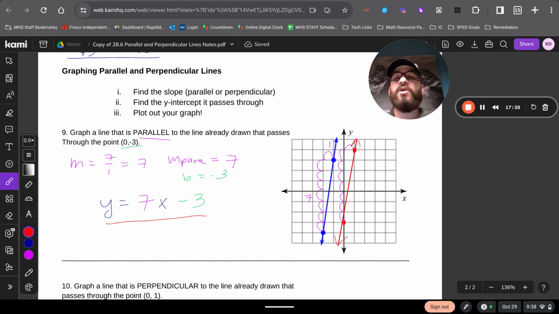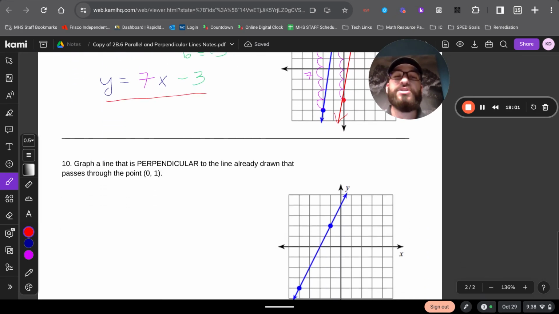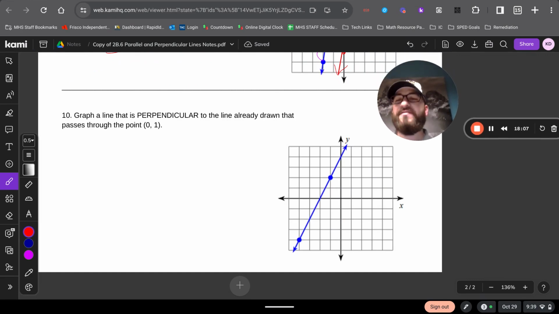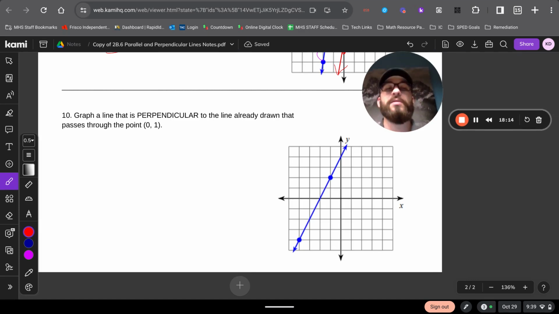Okay, then once we have our equation written, we can use our graphing skills to actually plot it onto a graph. So we're combining our graphing linear equations notes, our slope notes, and our writing linear equations notes all together to be able to rock out these parallel and perpendicular line questions, which is kind of cool to see, something that pulls everything from the unit together. So with that being said, I want you to use all of that knowledge to go ahead and do 10 without me. So pause the video. On number 10, you're going to graph a line that is perpendicular to the line already drawn that passes through the point (0, 1).